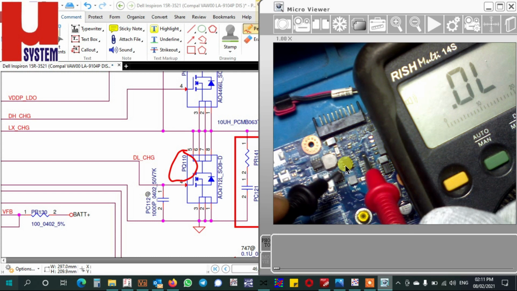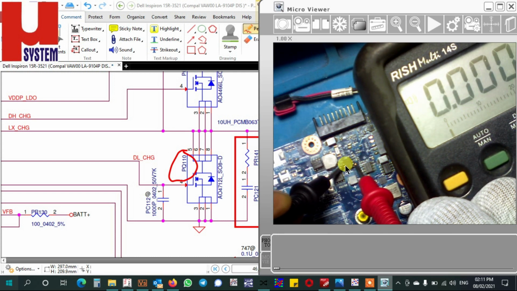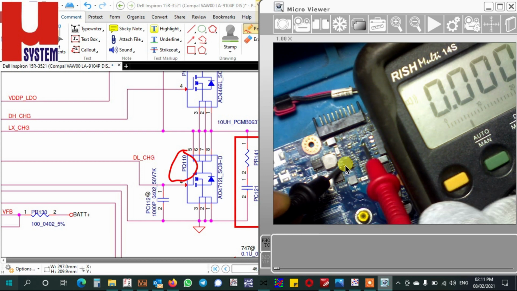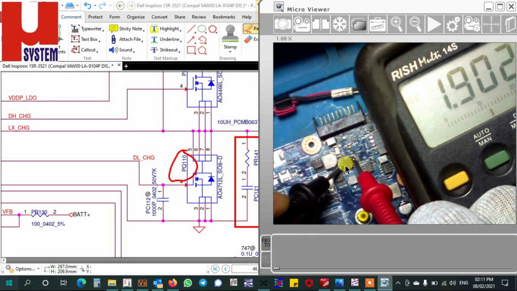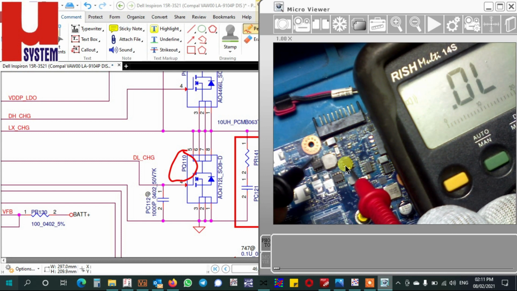We have to check this MOSFET. Oh, this is showing me some shorting. It's showing me 0 ohms on my multimeter. And this is the another point. With the gate, it's okay. So we can assume that this MOSFET has gone short.